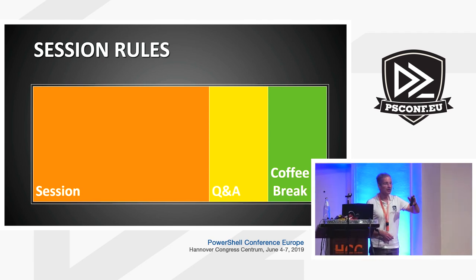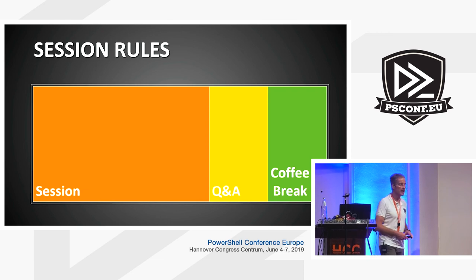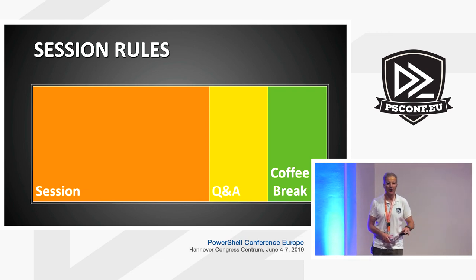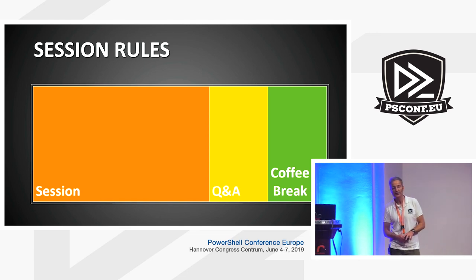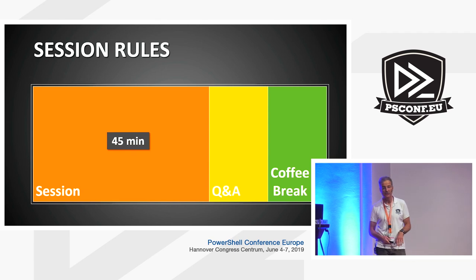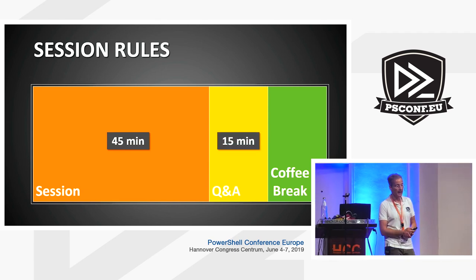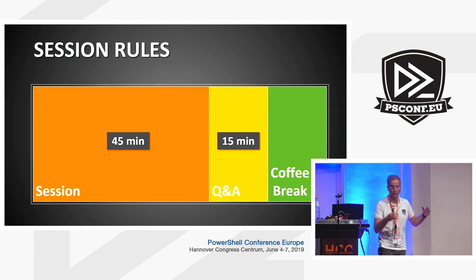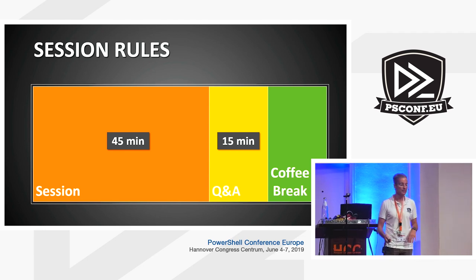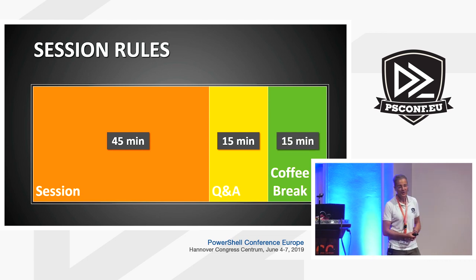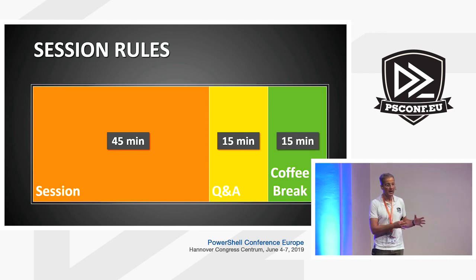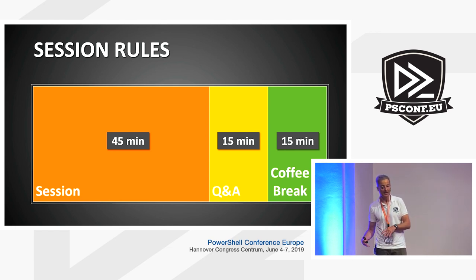So I have to look at my clock, because there's one iron rule at psconf.eu, that's our session design. And each speaker has to stick to this session design. So a session is always 45 minutes, and then we have 15 minutes Q&A, and then you have to leave the room. So the room time is 1 hour. You have to go into the mandatory coffee break. The reason for this is because we have 80 sessions and we have 3 tracks. We really want to give every speaker the time to set up the gear and test the demos.